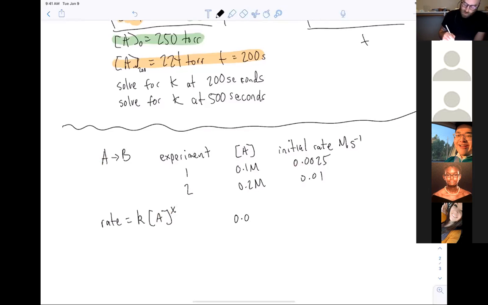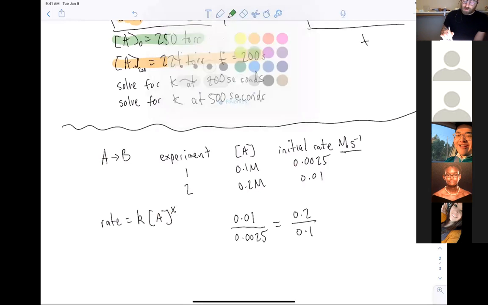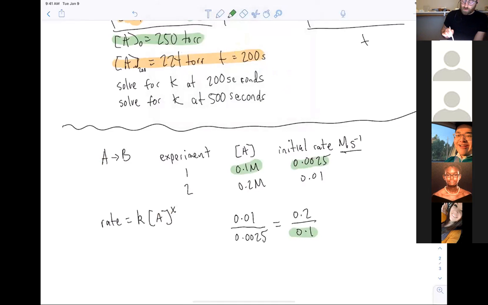Let's say we take the initial rate for experiment 2, which is 0.01, and we put that over 0.0025. These are dimensionless because we're taking ratios with the same unit. We set that equal to the concentrations, 0.2 divided by 0.1. Just to be clear where these things are coming from: concentration and initial rate from experiment 1 go on the bottom, and concentration 2 and initial rate 2 go on top.